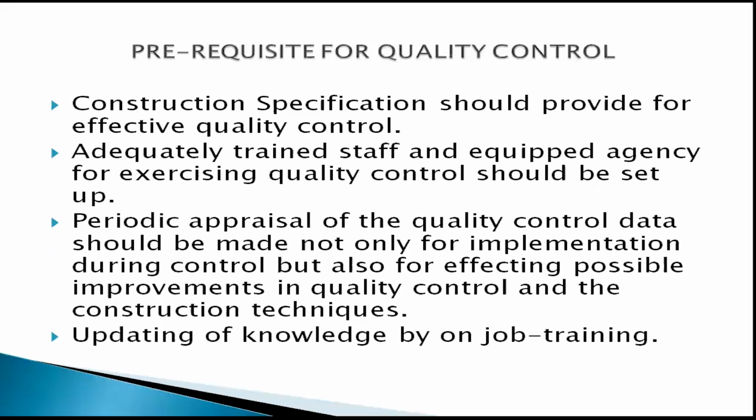So to be able to do quality control, we need to have certain things in place. Definitely, as we are all aware, we need the specification. So construction specification should provide for effective quality control. Adequately trained staff and equipped agency for exercising quality control should be set up. Periodic appraisal of the quality control data should be made, not only for implementation during the control of the works, but also for effecting possible improvements in quality control and the construction techniques. Updating of knowledge by on-job training.